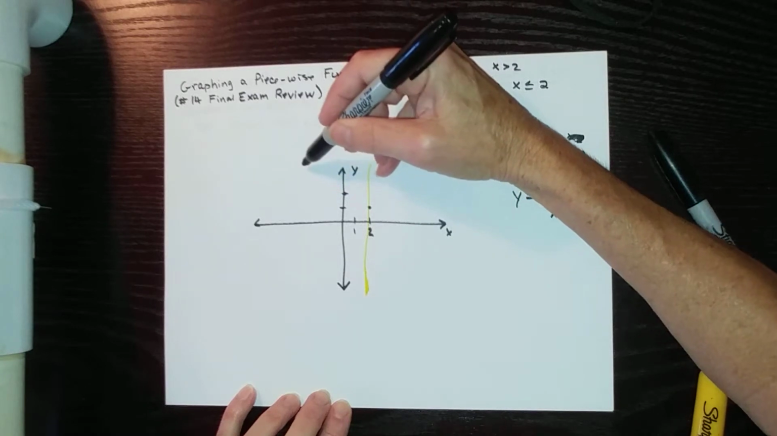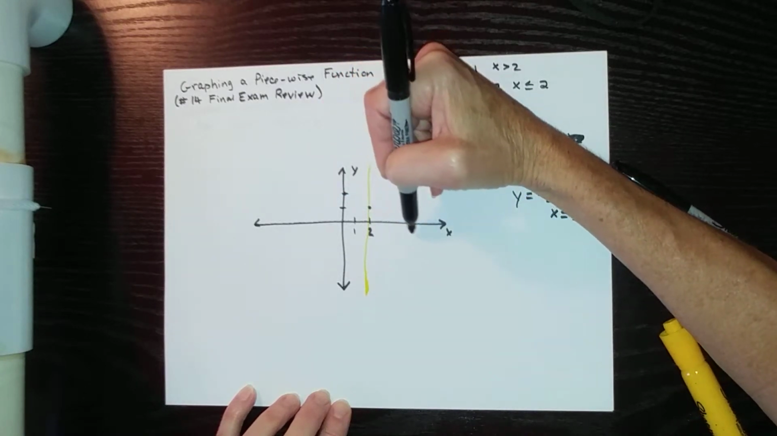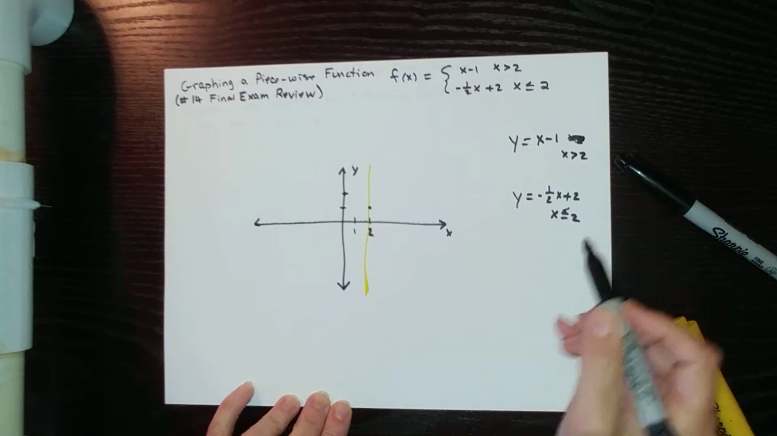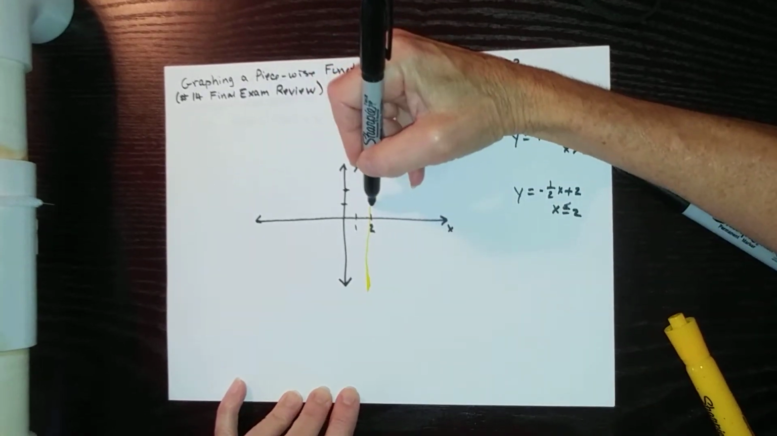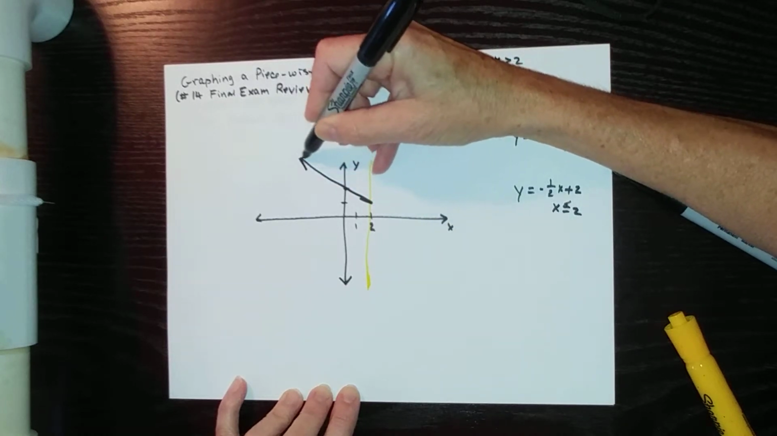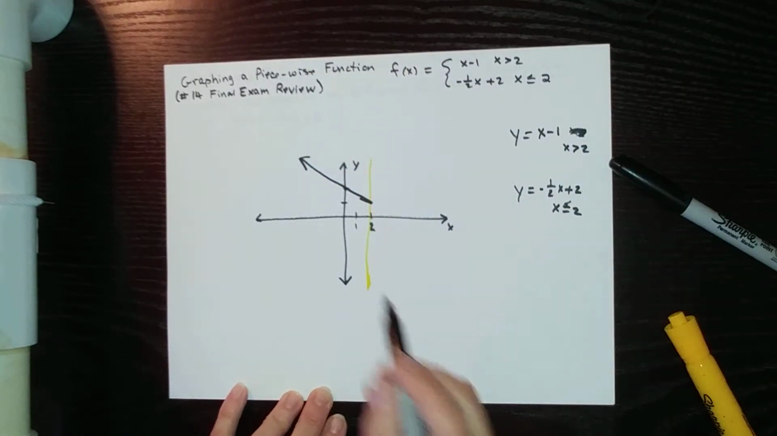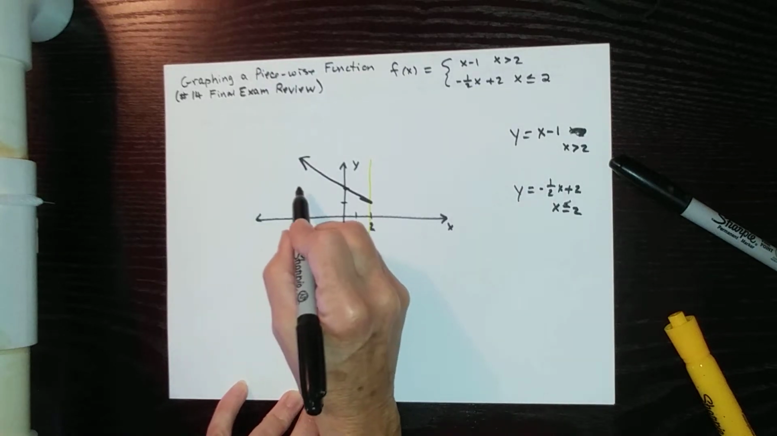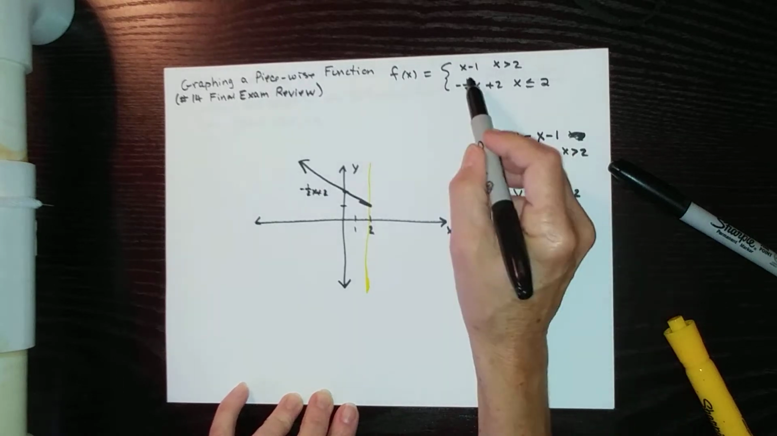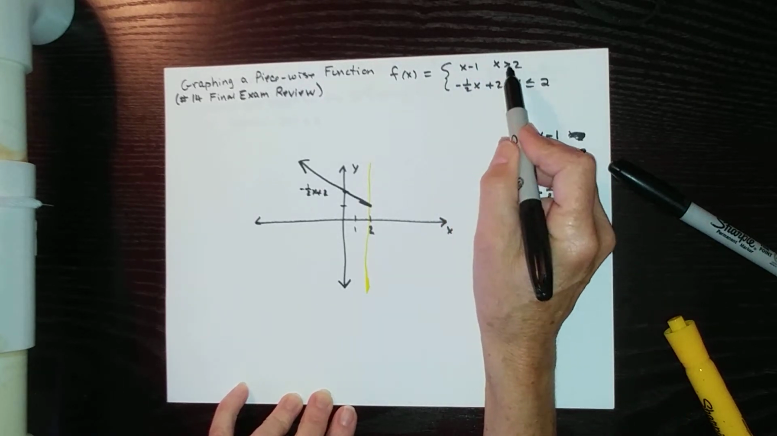Of course the line would pass through this and go all the way down, but we take note that it's only defined for values of x that are less than or equal to 2. So I'm only going to draw it there, because I do not have a pencil with me. That's where it's defined to be. This is negative 1/2 x plus 2. On the right side of 2, it's defined to be x minus 1.